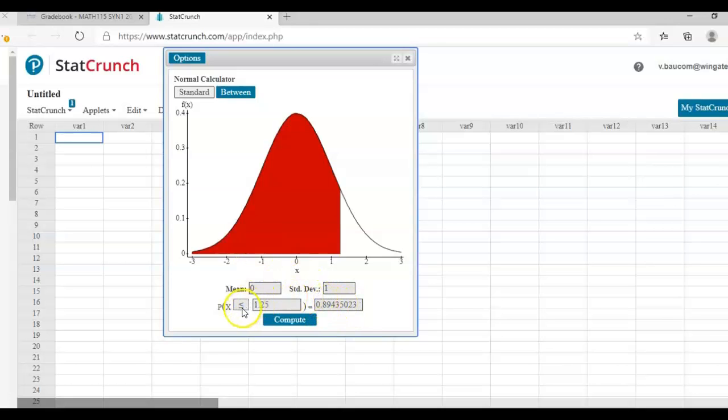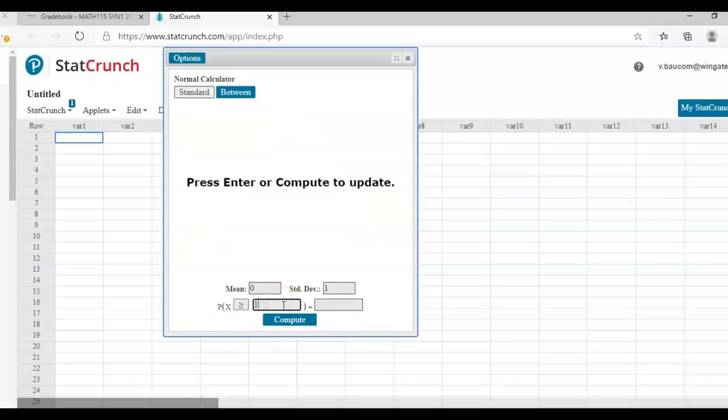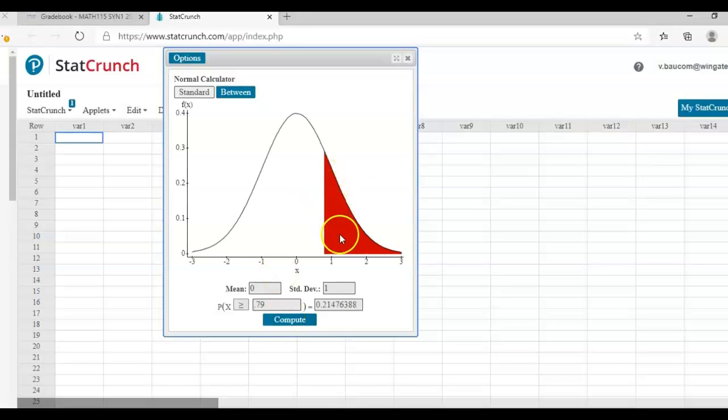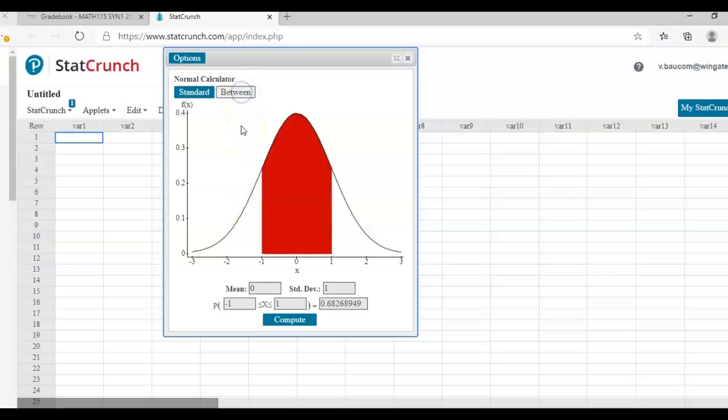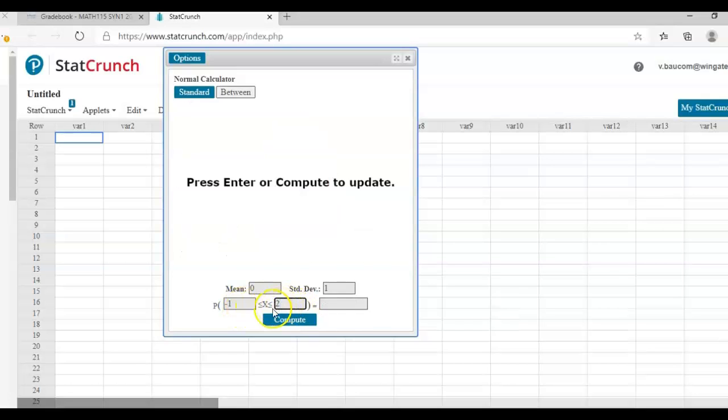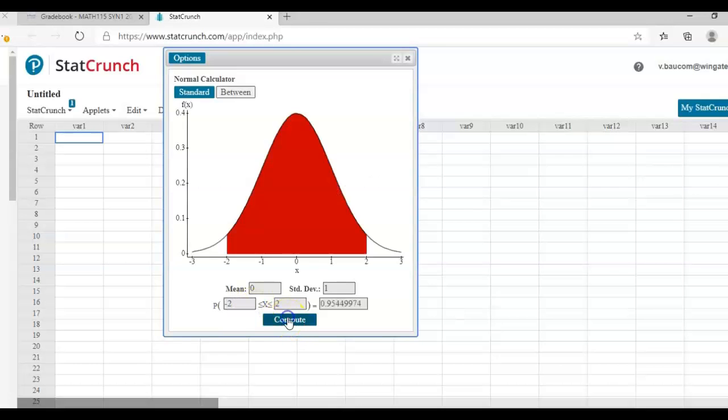If I want to change it to a right tail, then I would do greater than, and maybe I'm going to do greater than 0.79 and compute, and then it's going to give me that probability. If I want the part between two values, then I click between. This is showing the probability between -1 and 1. If I want to change that to between -2 and 2, and compute, then there's that probability there as well. So you can see you can play around with this.